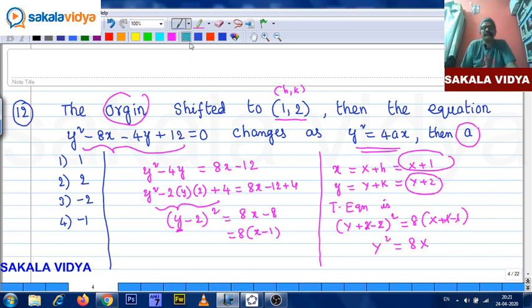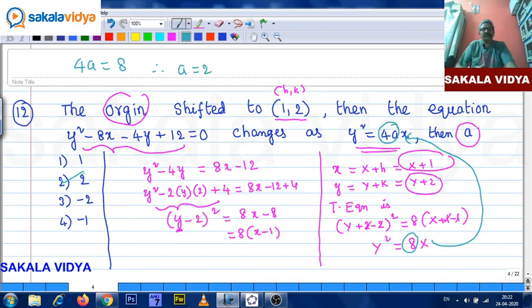Now this is being compared to this equation. So now 4a is equal to this 8. Since 4a is equal to 8, we know that a is equal to 2, that's all. So the second option is the right option.